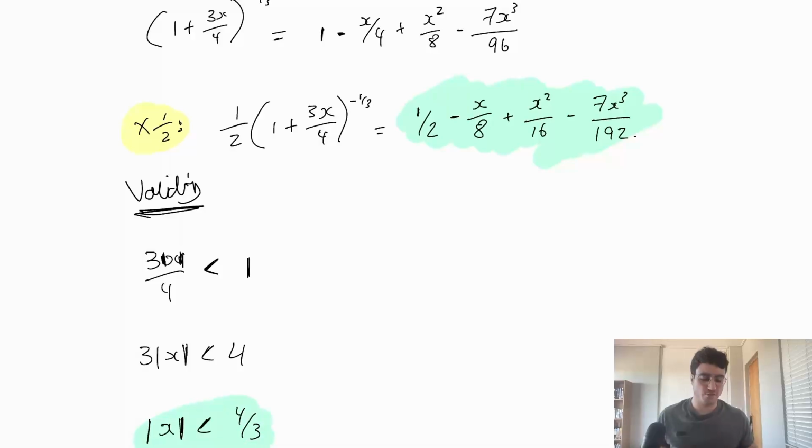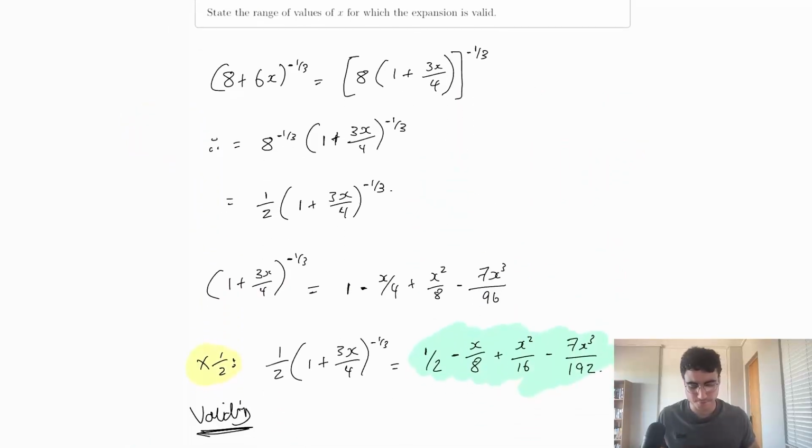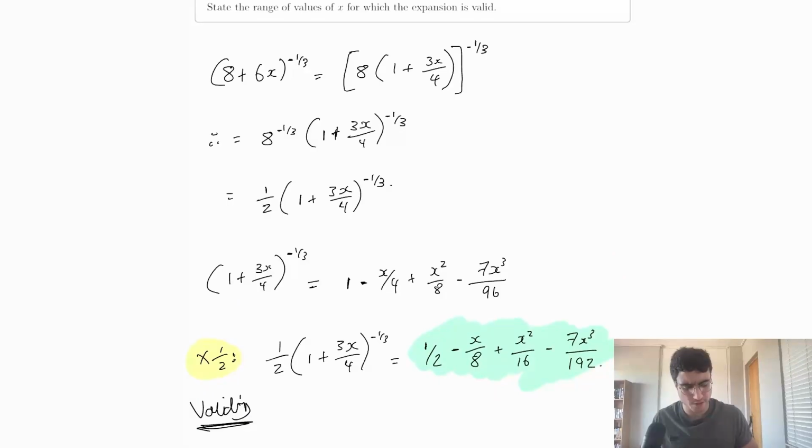So again, not too difficult, guys, to be honest. But the key thing here is simply knowing, taking out our non-1 constant in the beginning, because we need to get it in this form for it to work.